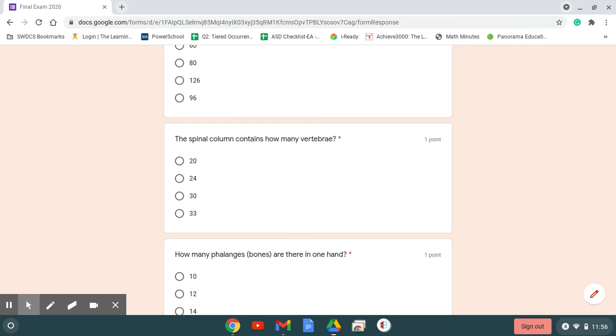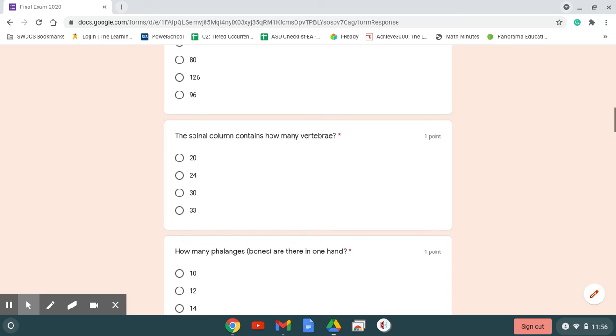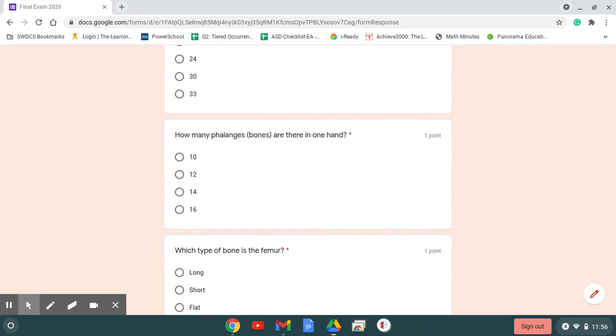The spinal column contains how many vertebrae? 20, 24, 30, 33. How many phalanges, or bones, are there in one hand? 10, 12, 14, 16.